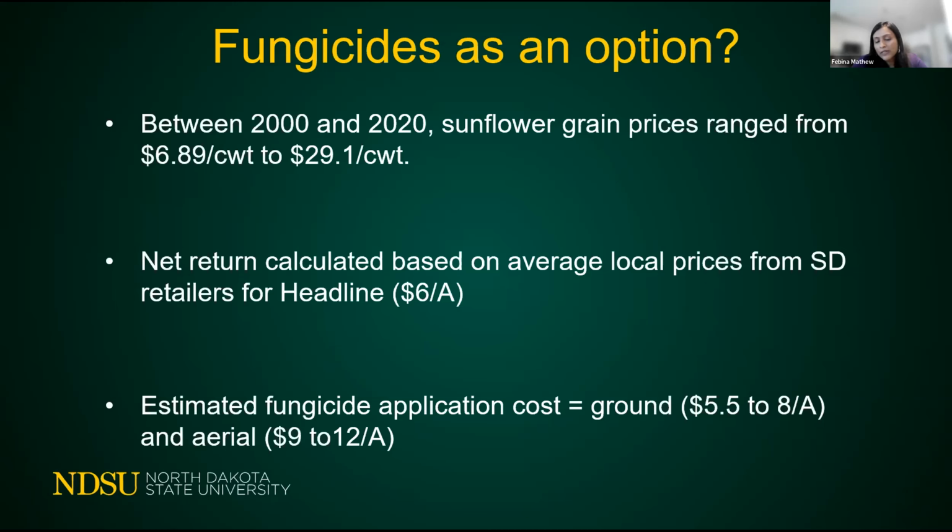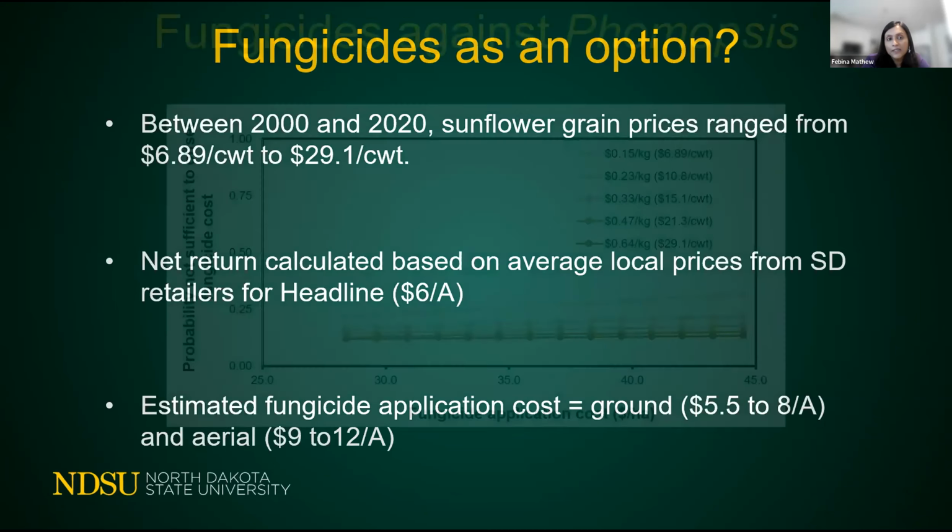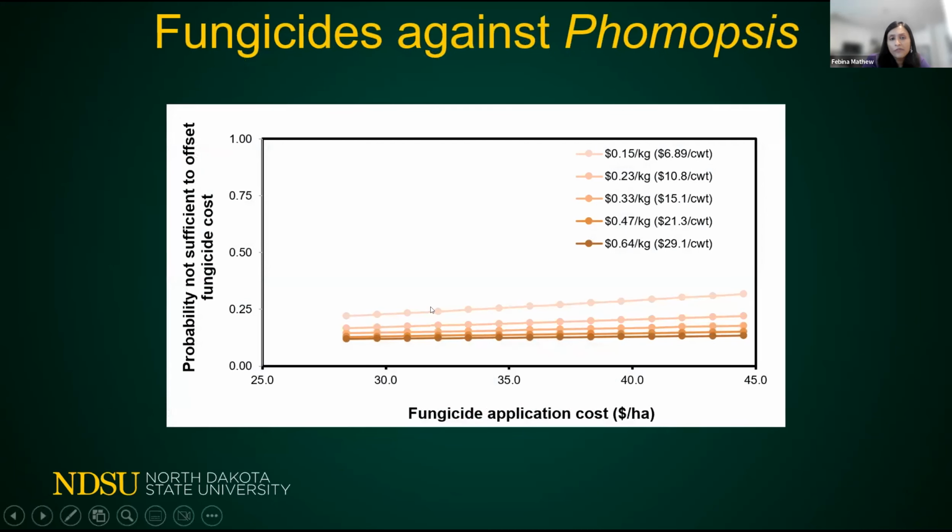In our trials, we didn't use an aerial applicator because none of us had our program set for aerial application. So what we ended up doing was to include the cost for a wide range, anywhere between $5.5 to $12 an acre. What we are finding is that if a farmer were to spray a single application of Headline fungicide against Phomopsis stem canker at R1 growth stage, the likelihood that he is going to go under loss is less than 0.35.